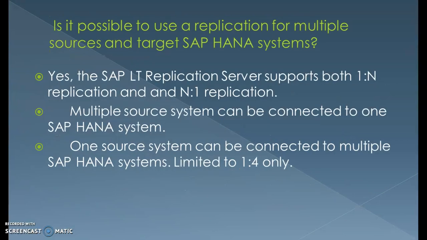Now, the next question: is it possible to use replication for multiple sources and target SAP HANA systems? Yes, the SAP LT replication server supports both 1:n replication and n:1 replication. So multiple source systems can be connected to one SAP HANA system, or one source system can be connected to multiple HANA systems. But when we do that, it is limited to 1:4. So the maximum number of HANA systems that we can connect to from a source system is 4.